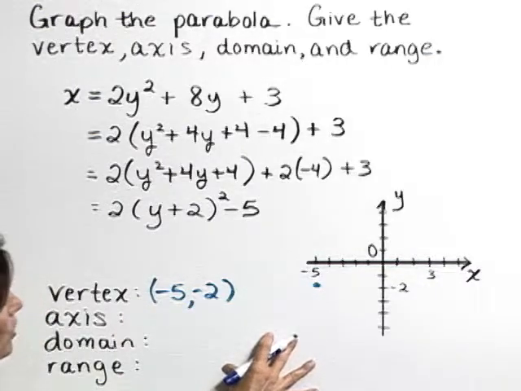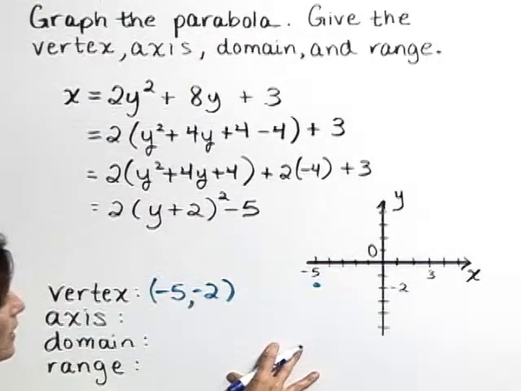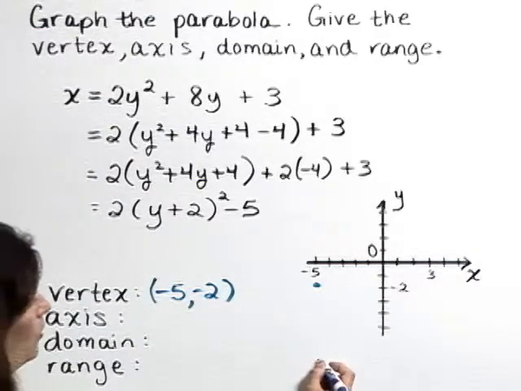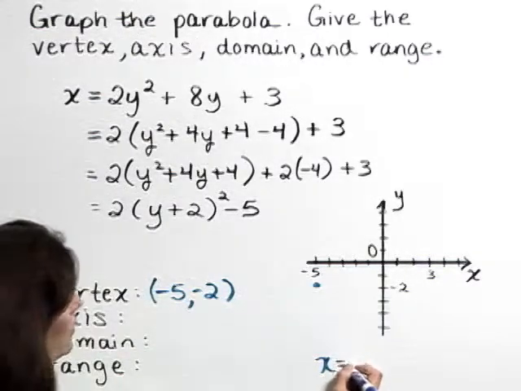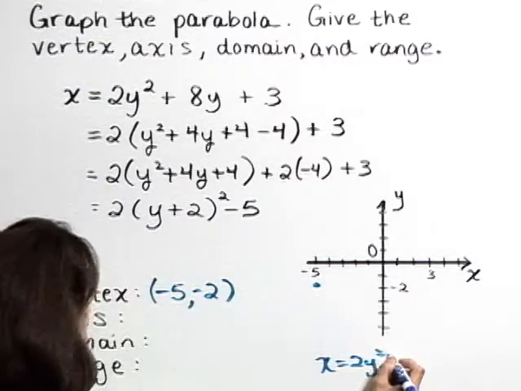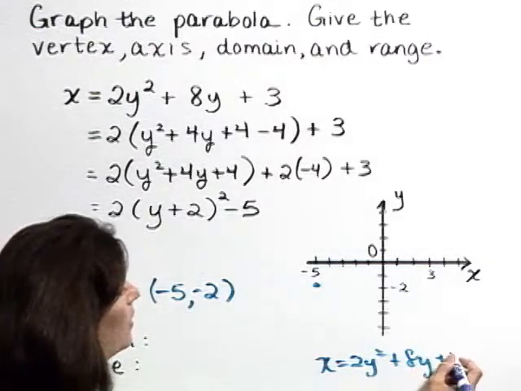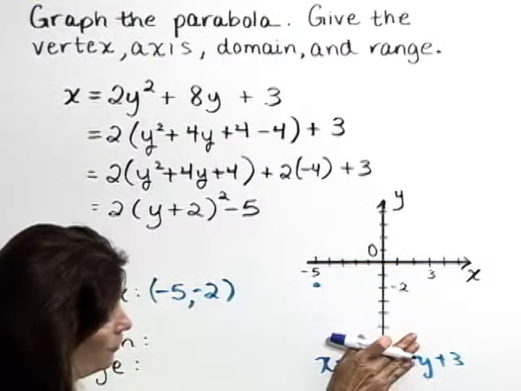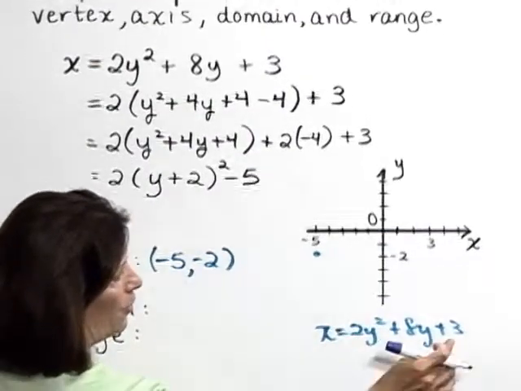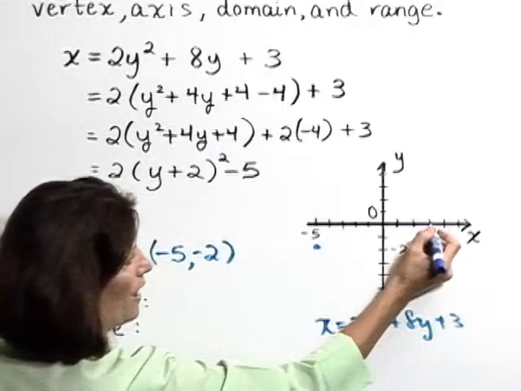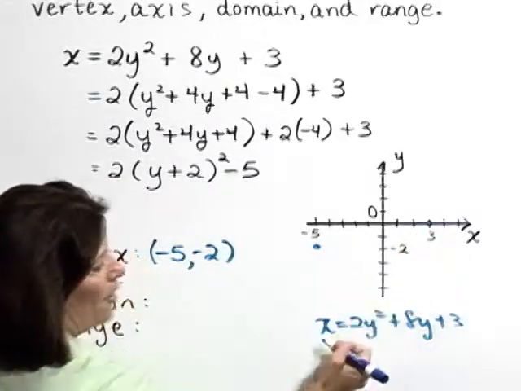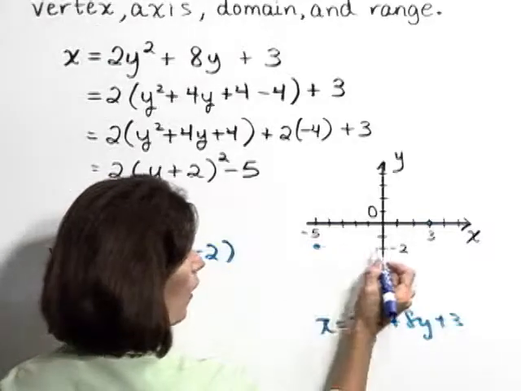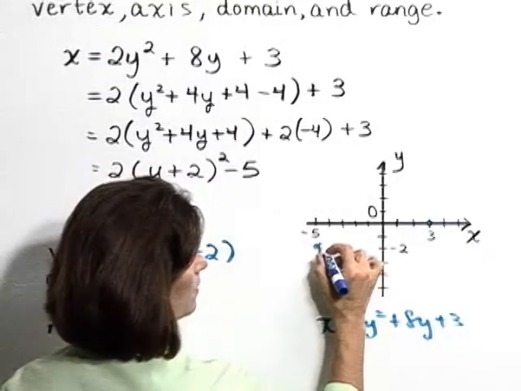So in our equation for our parabola, I'm going to let y equal 0. Watch this. So in x equal 2y squared plus 8y plus 3, if y is equal to 0, those terms disappear, don't they, and give us x equal 3. So this parabola also goes through the point 3, 0. That helps us determine how wide or narrow it is.